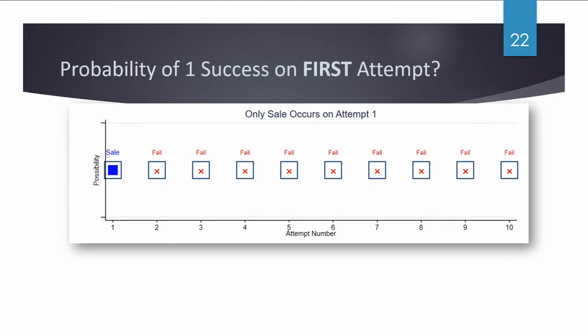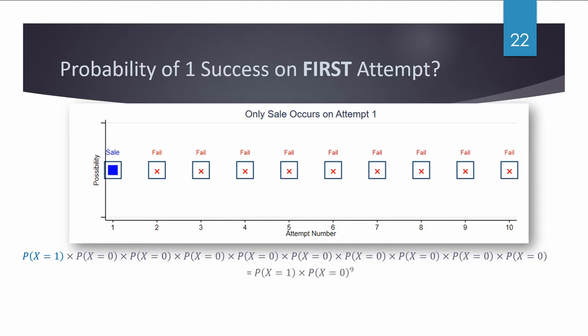What's the probability of observing one success on the first attempt and 9 consecutive fails? Well, it would be the probability that x is equal to 1, or the probability that she makes a successful sale, times the probability that she does not make a sale, times the probability she does not make a sale, times the probability she does not make a sale. And that would happen 9 times in a row. So if we group the common terms together, we can see that there is one of these terms representing the probability she actually makes a sale. There are 9 terms where she does not make a sale.